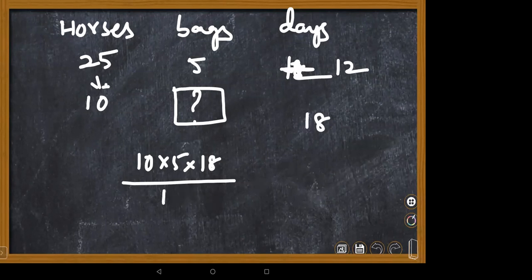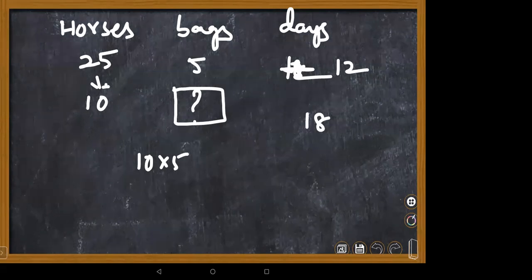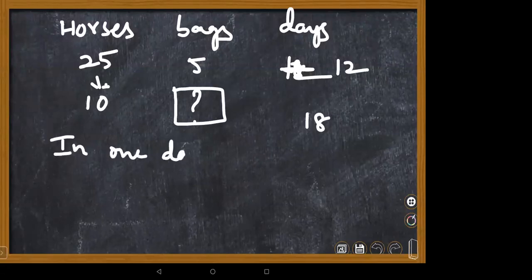First thing you have to take: in one day, 25 horses, how much quantity of corn will they eat? Ma'am, I was searching for examples a long time ago. We did this example in school, ma'am. I remember I had done it, but I don't remember how I did it. That's the reason I wasn't able to answer you.